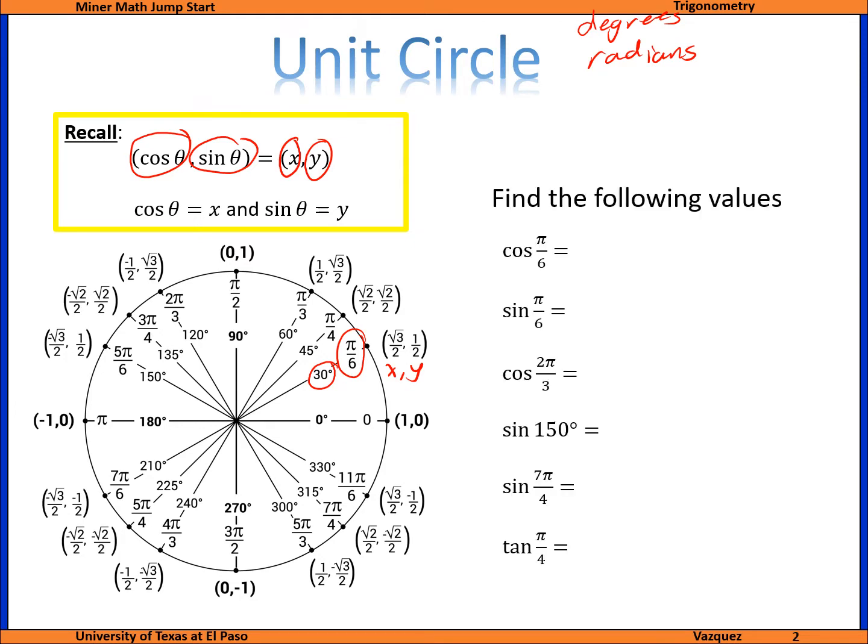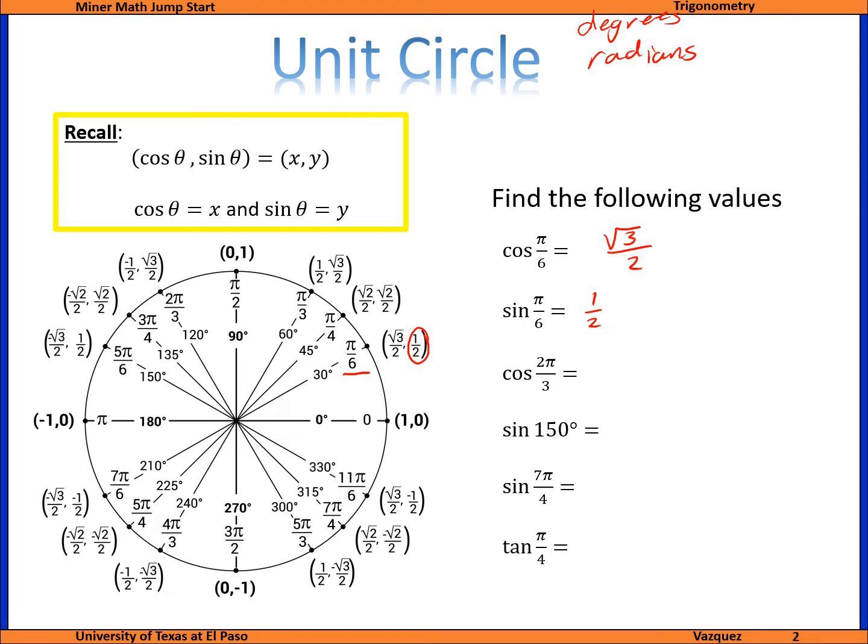With that said, we could go ahead and fill in this little table, or these values. Find the following values. Cosine of pi over 6. So let me go ahead and erase this. Cosine pi over 6, what is that? So we identify pi over 6, and then we remember cosine is always the first one, the x value. So cosine pi over 6 is square root of 3 over 2. That's all that is. Next one is sine pi over 6. So again, we'll be at pi over 6 here, but now sine is always the second one, the y value. So this one would be 1/2.